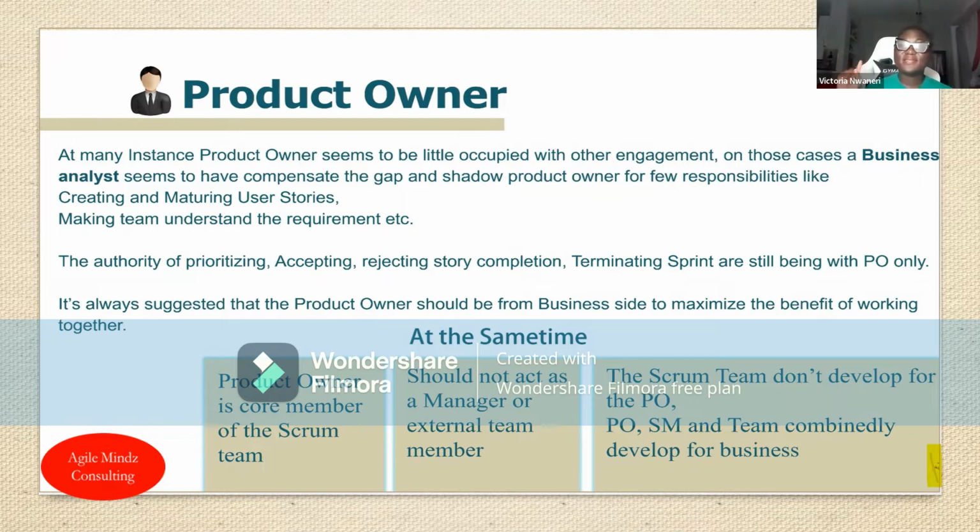And then it says at the same time, the product owner is the core member of the Scrum team. What does that mean? Mr. Kirk, what does that mean as a product owner? You're the core of the Scrum team. Why? Well, basically, you're the one that's bringing the work to the team. So that's the reason why you're a core member. You're bringing your team the work. You're bringing them what needs to be built. So that's why the PO is basically one of the core members of that Scrum team.